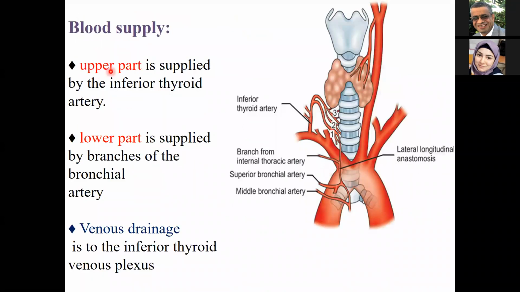Blood supply. The upper part is supplied by the inferior thyroid artery, which is a branch from the thyrocervical trunk, which is a branch from the subclavian artery. The lower part is supplied by branches of the bronchial artery. The venous drainage is to the inferior thyroid venous plexus. This is the inferior thyroid artery. This is the superior and middle bronchial artery.